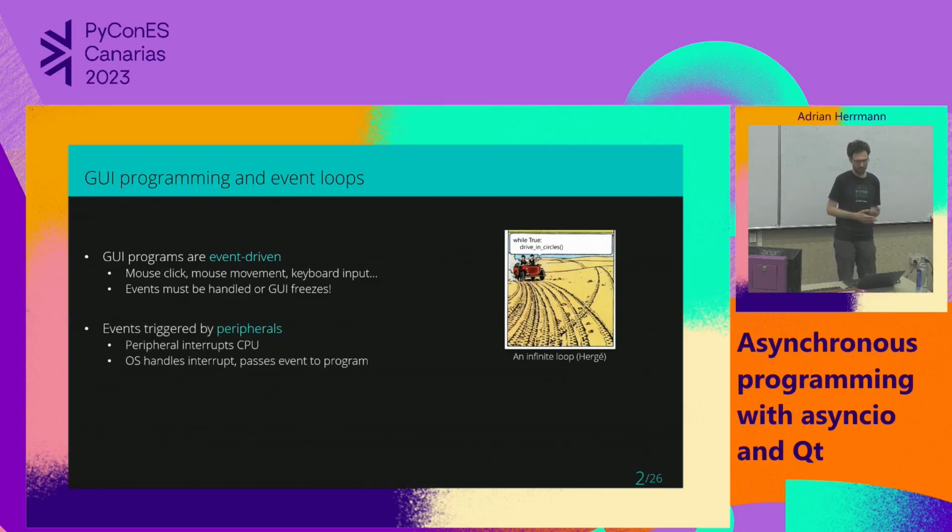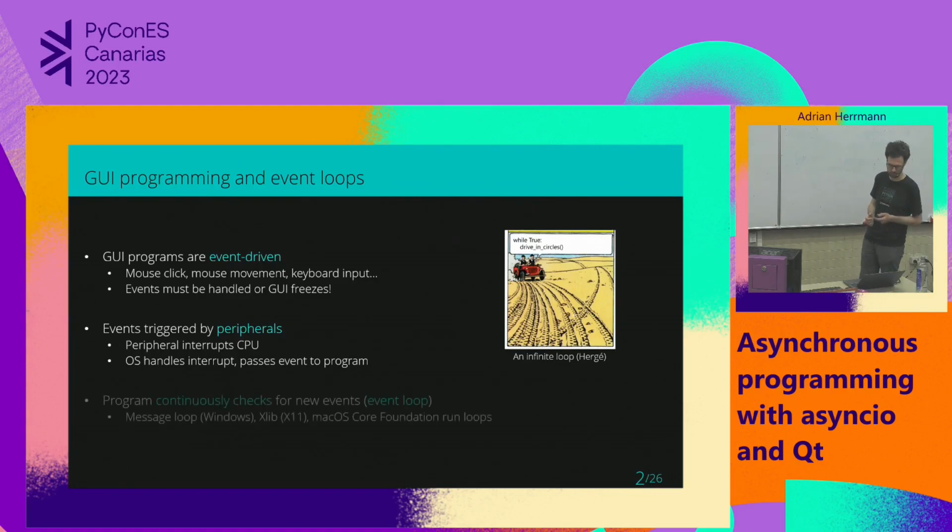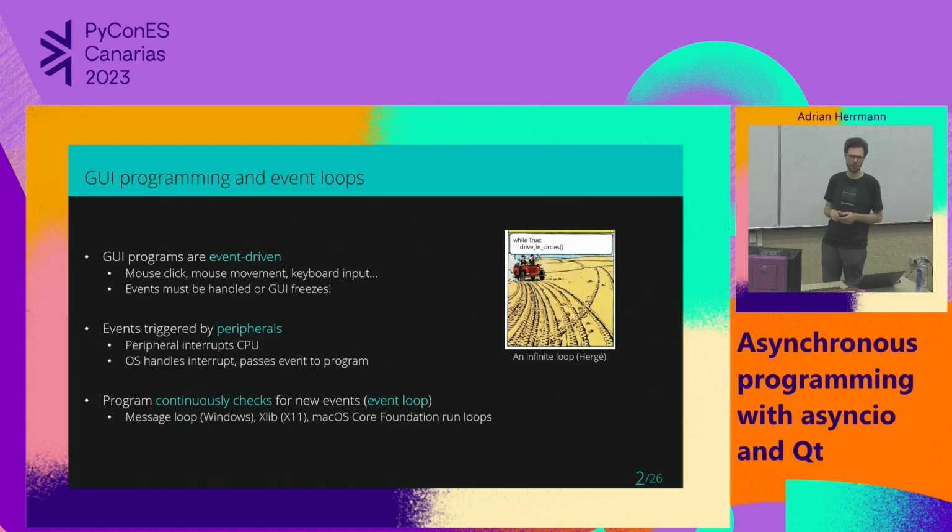The way it works on a technical level is all these events are usually triggered by peripherals. They interrupt the CPU, the operating system then handles this interrupt, and it passes an event onto the program. So it figures out this program window was open, we clicked a button, and it tells the program, this button was clicked, do something with it. And the program needs to handle this event. So it's fundamentally event-driven, where you've got a GUI. This program needs to continuously check for new events, and this is what we call an event loop.